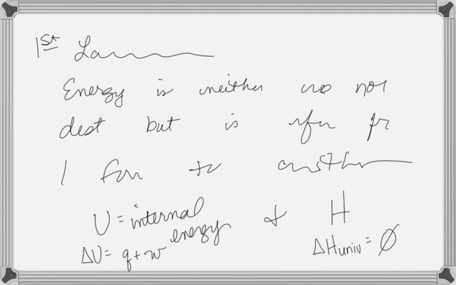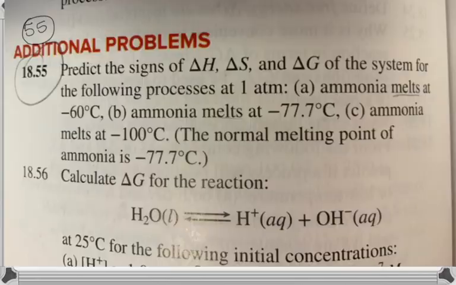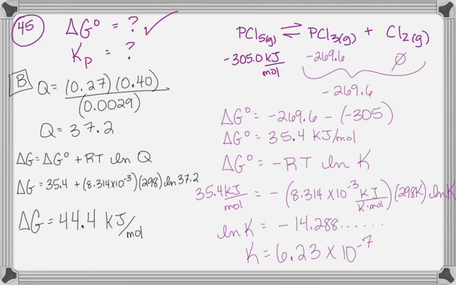Where did we grab this? Hang on, I'll jump back a slide for you. How did we grab the 0.27, 0.4? Oh, those were in the problem. The book told us those. It says the partial pressure of PCl5 is .0029 and PCl3 is, yes.